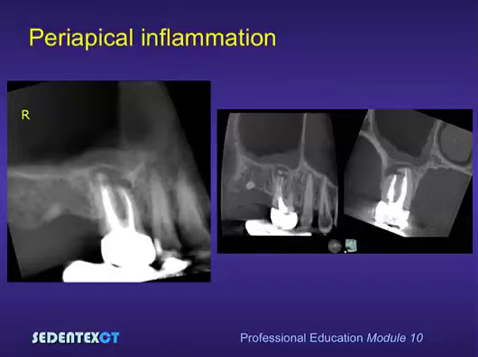Here again, we can see a patient who's got some inflammation around a previously apicected tooth, and we can see a widening of the ligament space. Note also the mucosal thickening in the maxillary sinus. Occasionally, this can be secondary to dental inflammation, either periapical or periodontal, although in this case it's difficult to prove that.